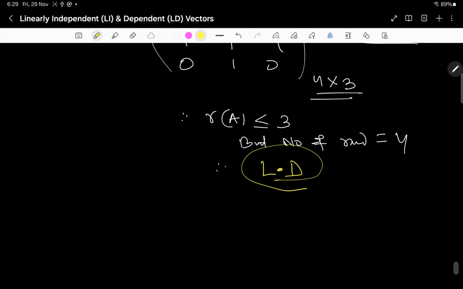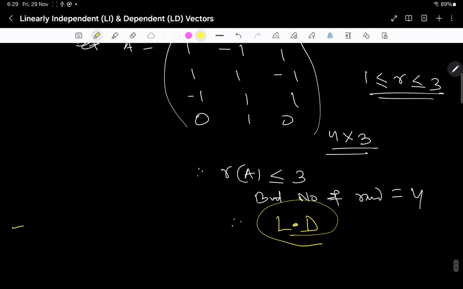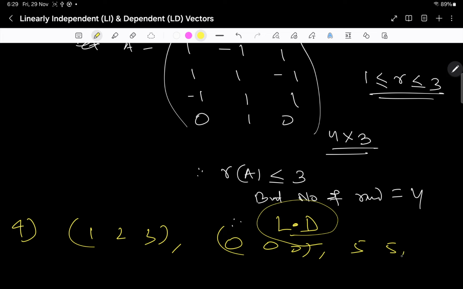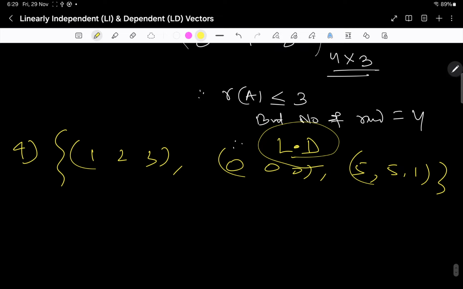Suppose you are given another question. Suppose question number 4, you are given 1 2 3, 0 0 0, and 5 5 1. What can you say about this system? Since one row is 0, this has to be definitely linearly dependent.